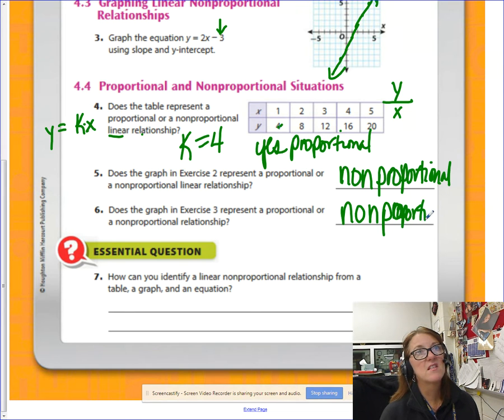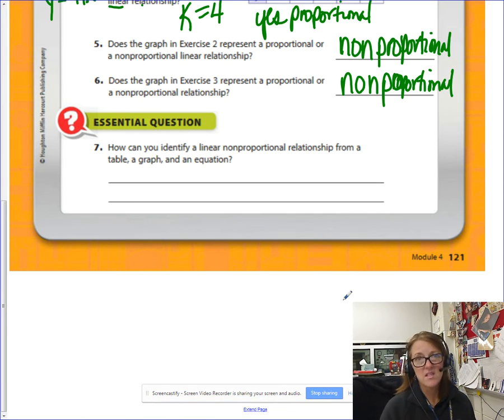Proportional. That's a nice thing about the graph. It's so easy to tell when you have the picture. Number 7, wow, this is really the entire module all in one question, all right? So it's a little more meaty and there's a lot more to it.